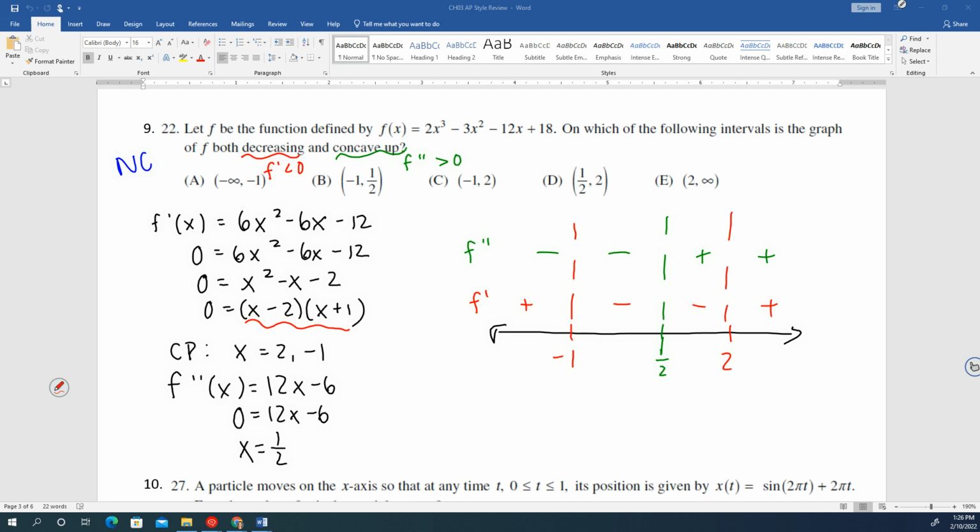Okay, so do we have an interval where my second derivative is positive and my first derivative is negative? You betcha, right here. From 1/2 to 2. D.